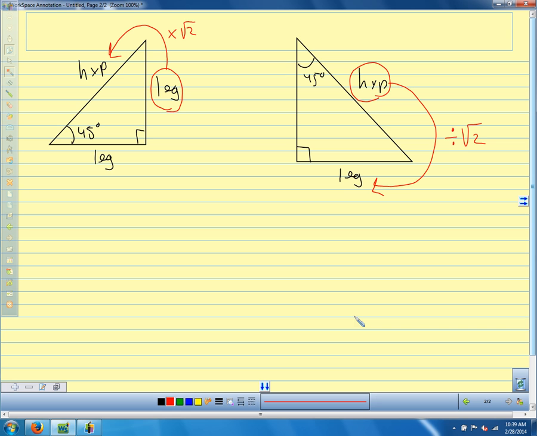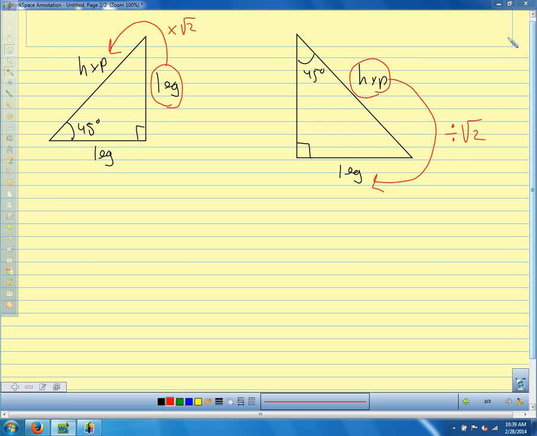A couple of things to remember about this. Before we start multiplying and dividing by the square root of 2, we have to make sure we have a 45, 45, 90 triangle. We can't just do it on any triangle. It has to be a 45, 45, 90. And I'll talk about some other things we have to be careful of as we do a couple of examples. So let's look at a couple of examples.